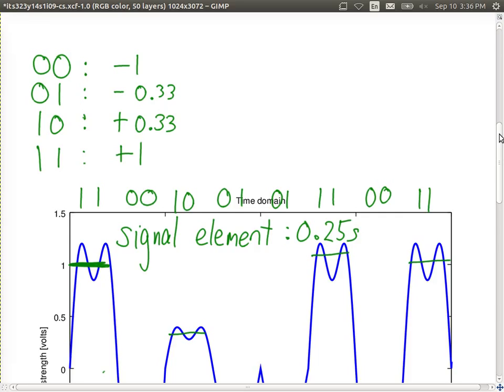Here we have 2 bits per signal element. 2 bits, 2 bits, 2 bits. If we had 3 bits per level, we'd have 3 bits per signal element. Or in 1 second, we'd have 3 by 4, 12 bits per second. Go up to 32, 64 levels, 1024 levels, 10 bits per signal element. So the number of levels that we use will impact upon the data rate.